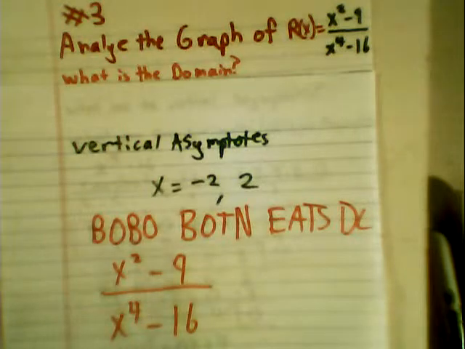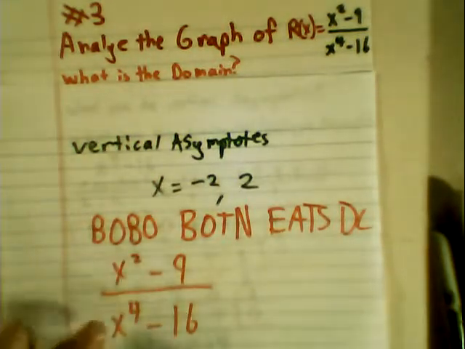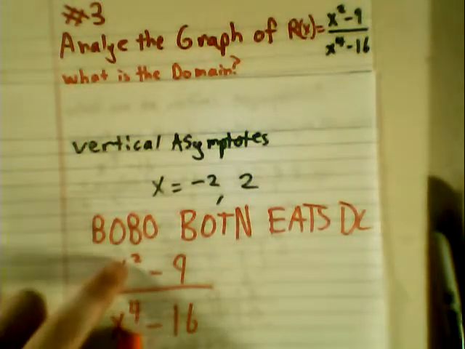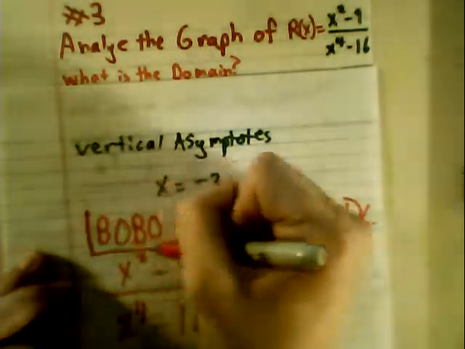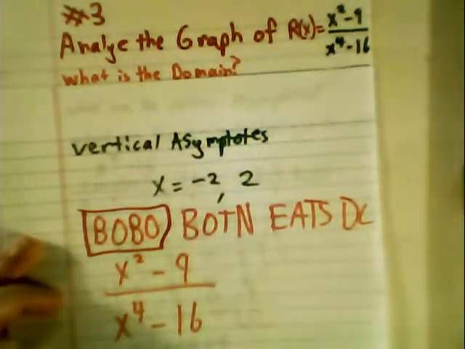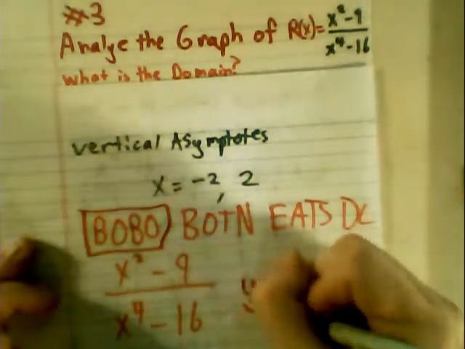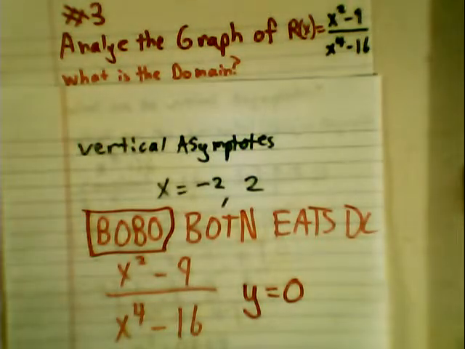So let me start over here. Bigger on bottom, so that means that our biggest power, x to the 4th, is bigger than x to the 2nd, which it is. So this is actually the one we use, and it says bigger on bottom then y equals 0. So that's the equation of our horizontal asymptote. And we do not have an oblique asymptote because we have a horizontal asymptote.